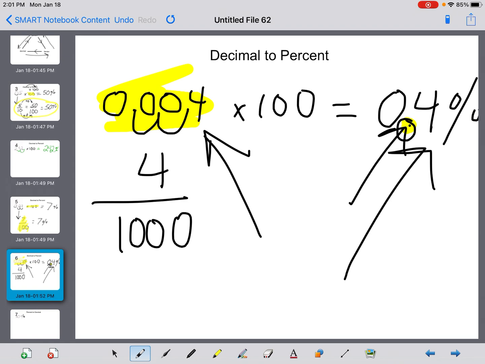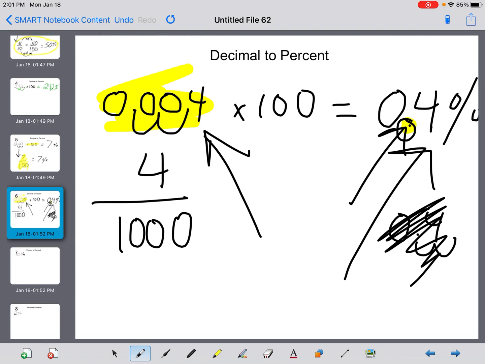You're done. Because last year I had students that would go, oh no, I have a decimal in my percent. And they would multiply by 100 again. Don't do that. Once you've multiplied by 100, even if you have a decimal left, that's okay. It's still in percent form. It's representing out of 100. Okay, so let's go backwards.